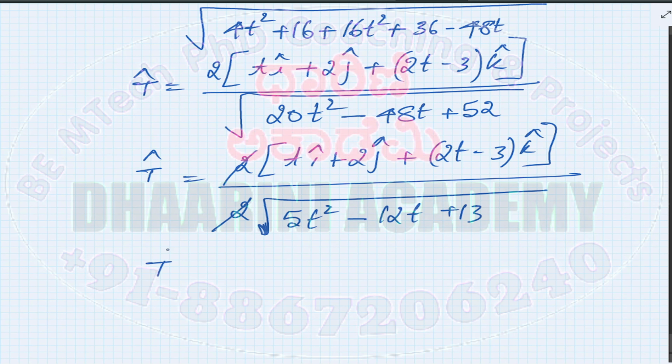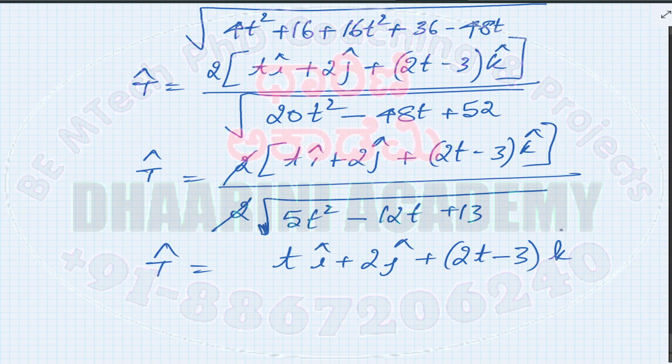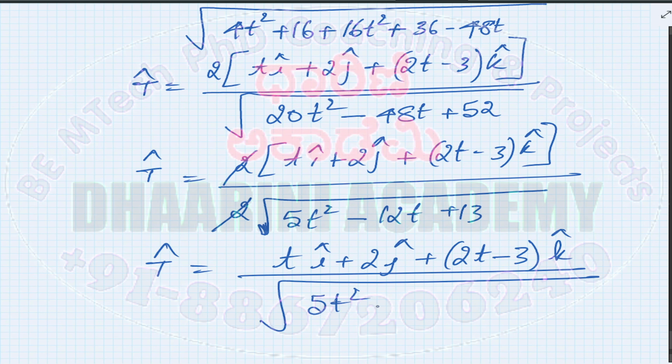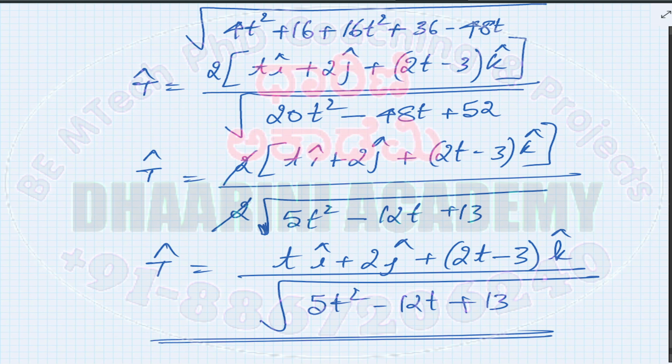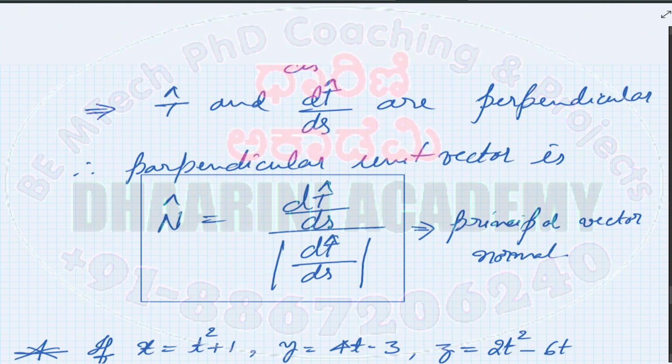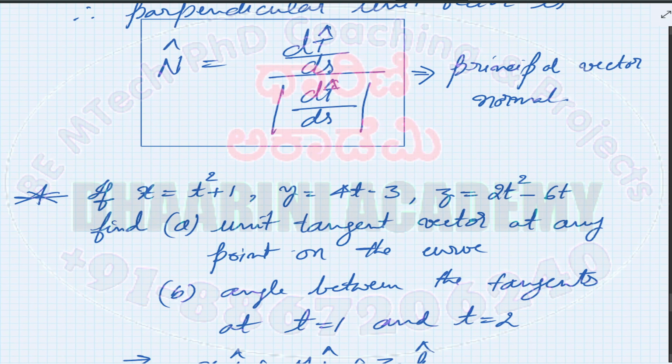So your final answer, you find the unit vector is given by t times I cap plus 2 times j cap plus 2t minus 3 times k cap divided by root of 5t square minus 12t plus 13 is the unit vector. Okay, unit tangent vector. That's the first part of the question. Let's just go back to verify this. Yeah, so part A is unit tangent vector at any point. So how do you change the point now? You can substitute different values of t.